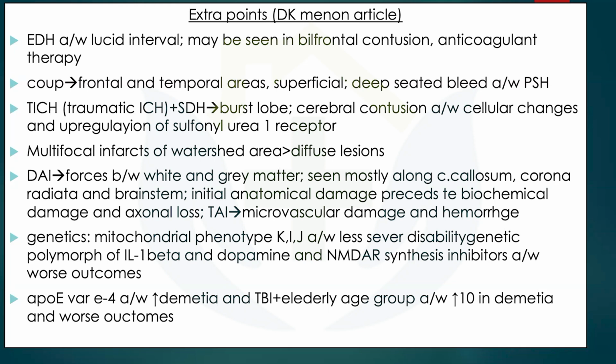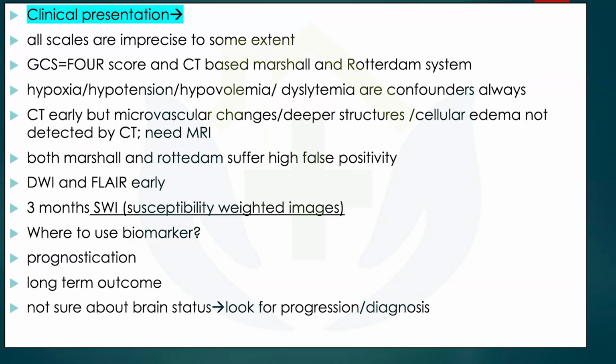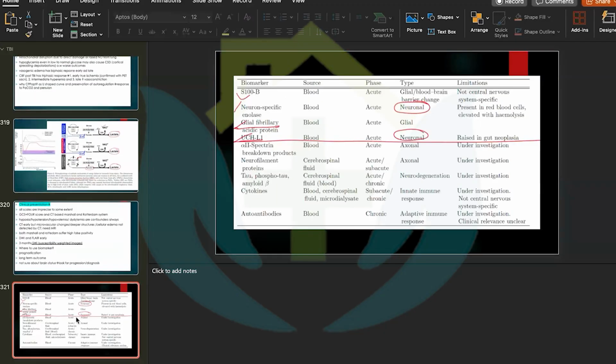And DAI, as I said, is basically a white and gray matter thing. It's cellular damage and microvascular damage. Pathophysiology we have already discussed, and I think that almost takes care of the entire topic.